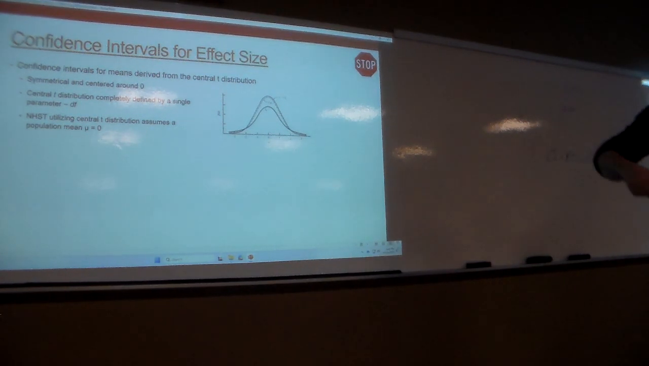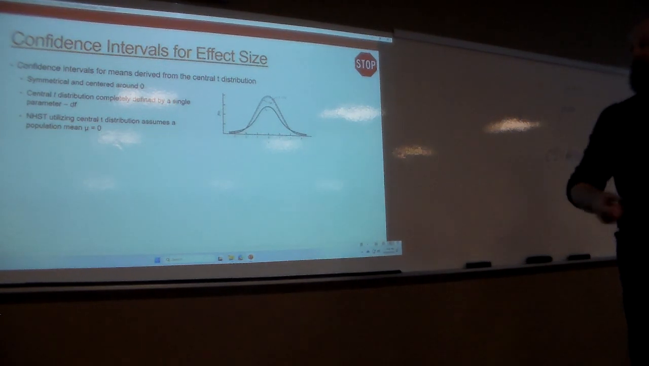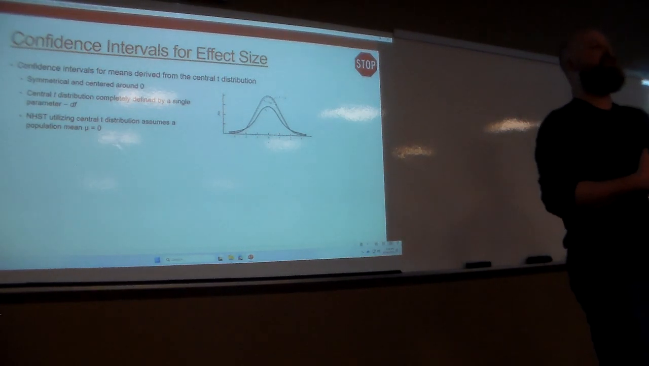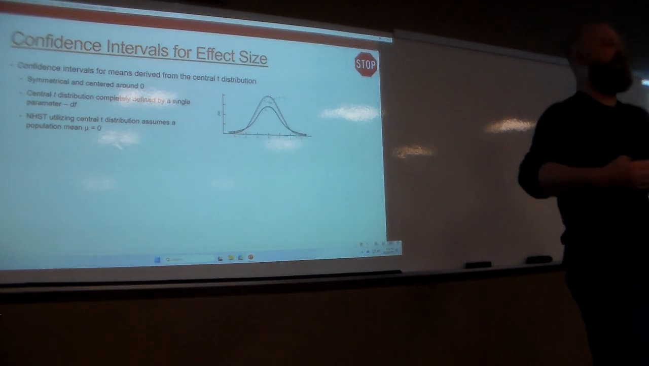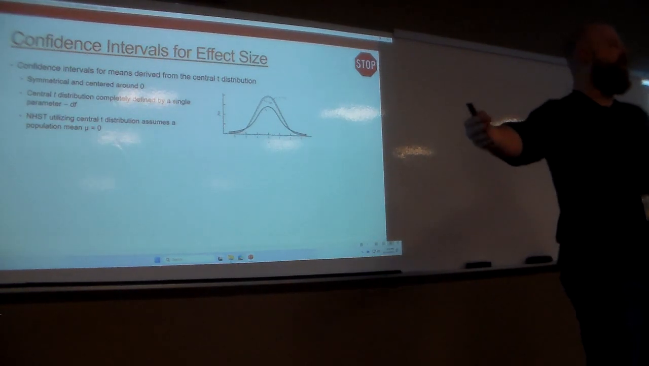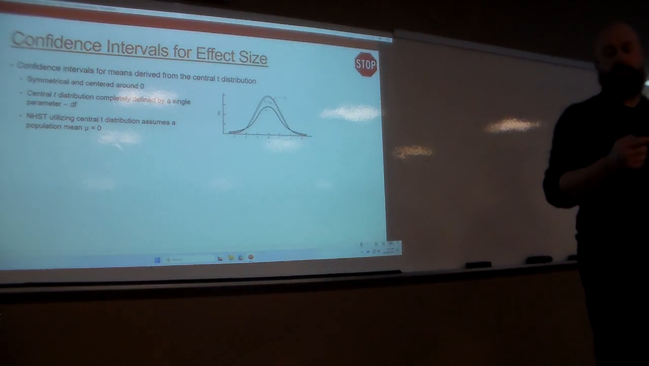And my null hypothesis tests also use this central t distribution, assuming a population mean of 0, right? Because again, the question is, assuming that the null hypothesis is true, how likely would it be to find these data? If the data I have is very unlikely, I claim evidence against the null hypothesis and claim that they're likely to have an effect.